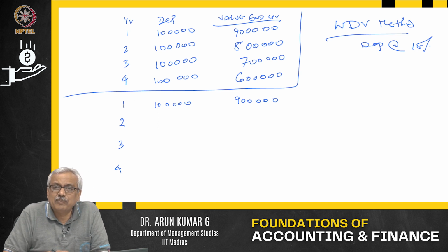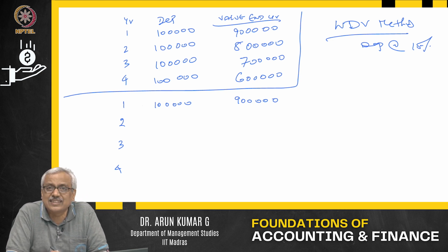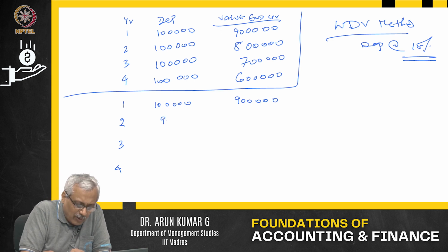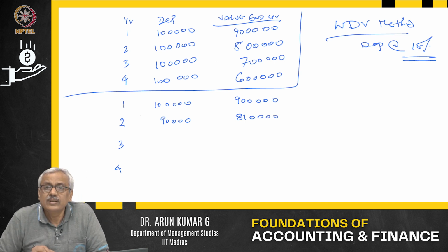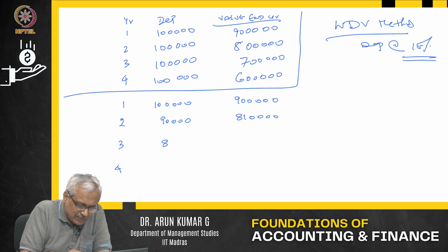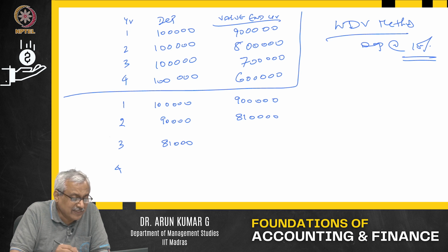Second year depreciation on the WDV, written down value. What is the written down value at the end of 1 year or at the beginning of the second year? 9 lakhs. What is the depreciation rate? 10%. So, what is the depreciation? 90,000 is the depreciation. Value of the machine is 8,10,000. Third year, beginning of the third year, what is the value of the machine? 8,10,000. Depreciation 10%, so depreciation for the third year is 81,000.